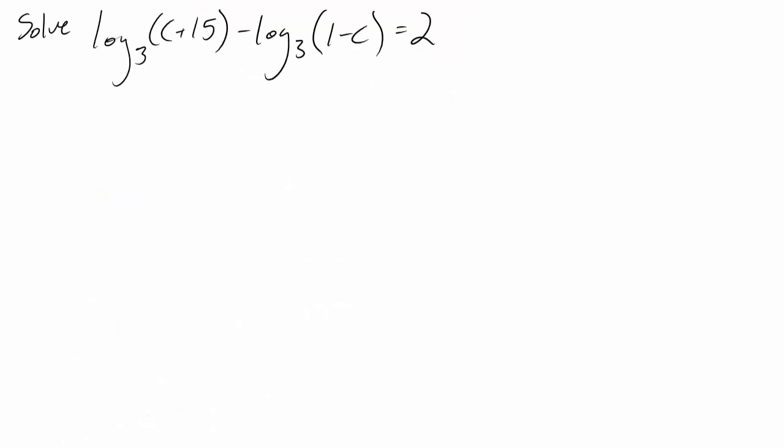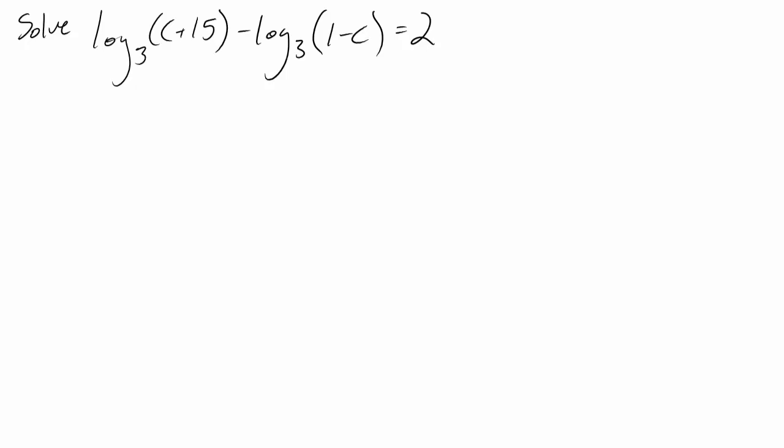This problem is asking us to solve the equation log base 3 of c plus 15 minus log base 3 of 1 minus c equals 2. And well, they've given us a variable on the same side. That's the left side in this instance. So that's somewhat helpful. The fact that they're inside logarithms is a bit more irritating.